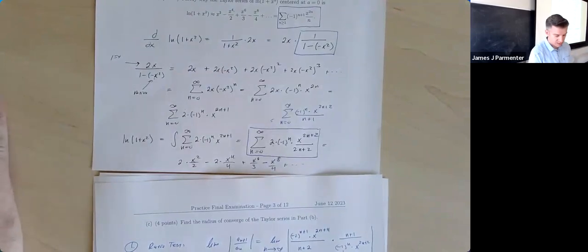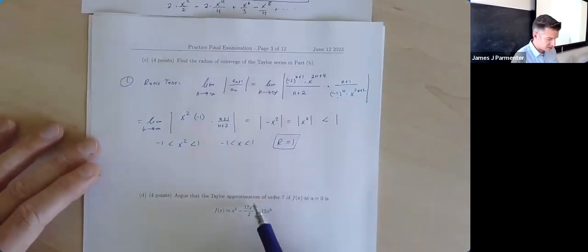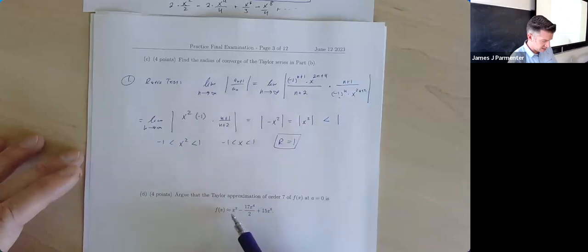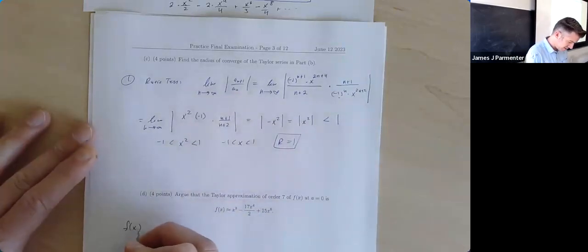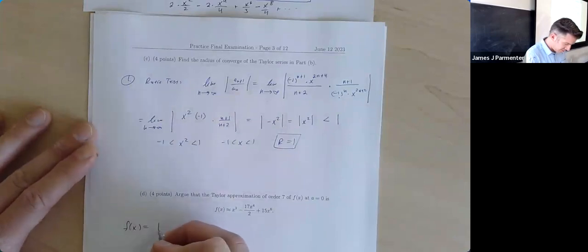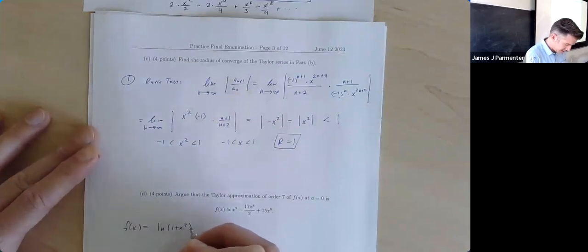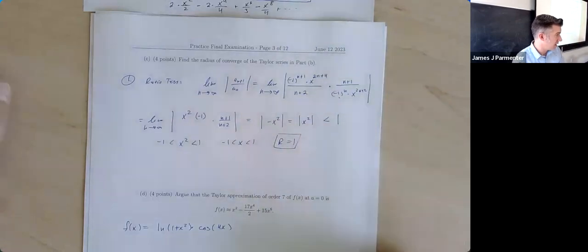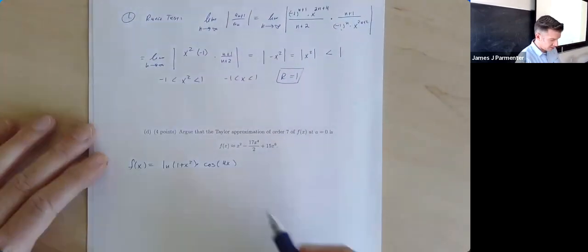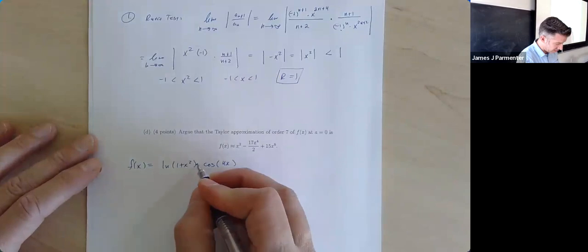Okay. The last part of this question, I think it's the last part. Argue that the Taylor approximation of order 7 of f of x at a equals 0 is this. Okay, so let's remind ourselves f of x is natural log of 1 plus x squared times cosine 4x. And what I really think he wants you to do here is just write out the terms and multiply stuff together. Right? We shouldn't be taking any derivatives of this, right?